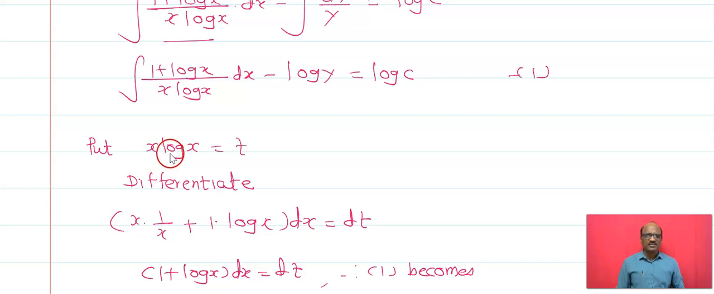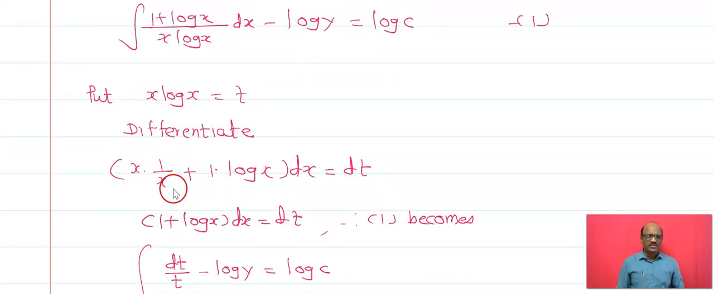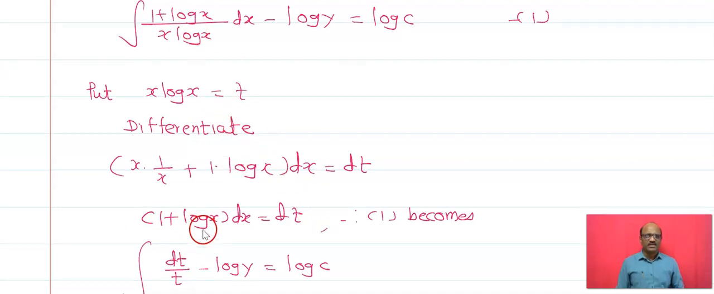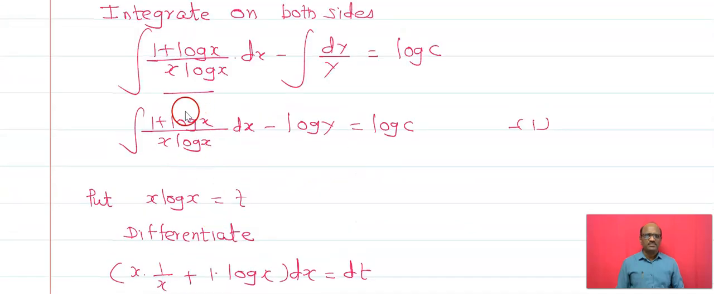Keep x as it is. Derivative of log of x is 1 upon x, plus derivative of x is 1 into log x, bracket complete, into dx equals dt. Here x gets cancelled, then you will get (1 plus log x) dx equals dt. What about our integral? Our integral will become integral dt upon t.